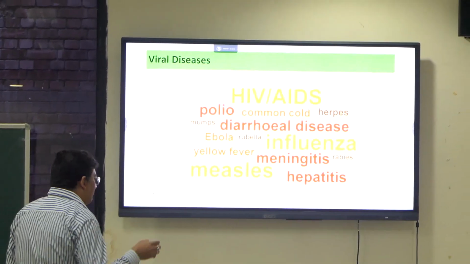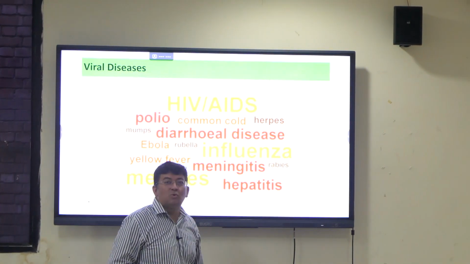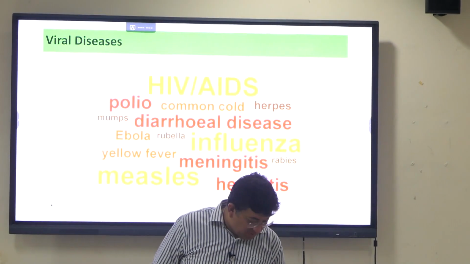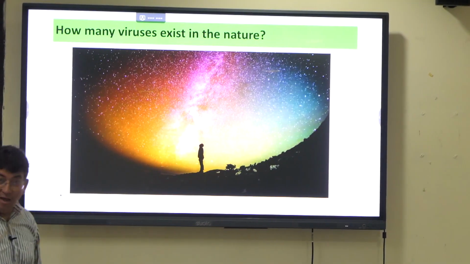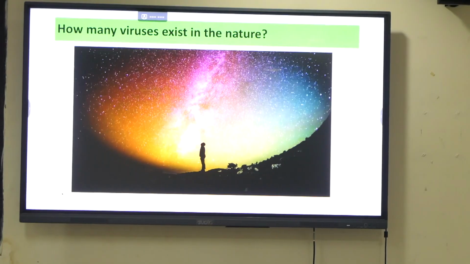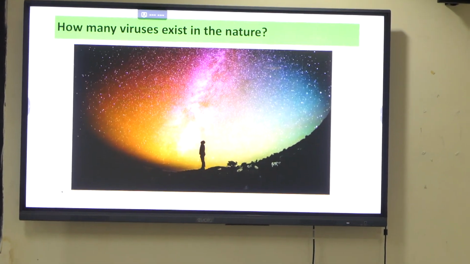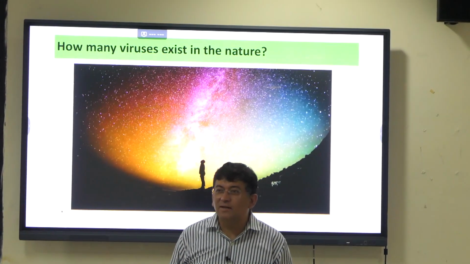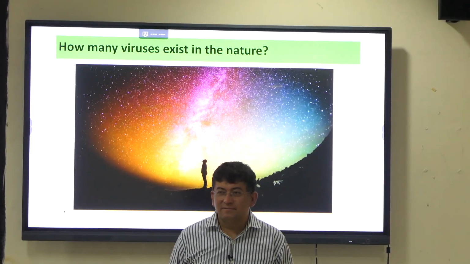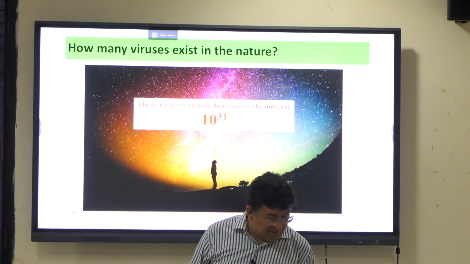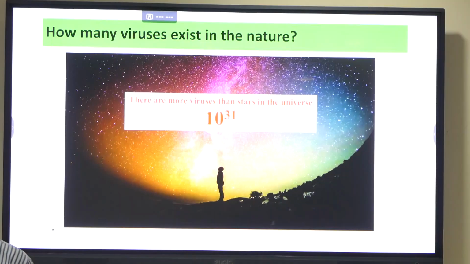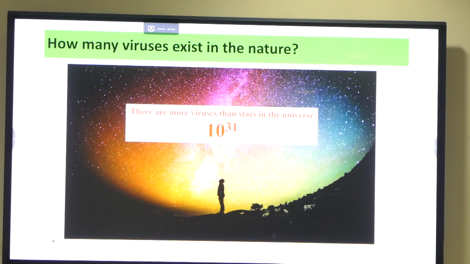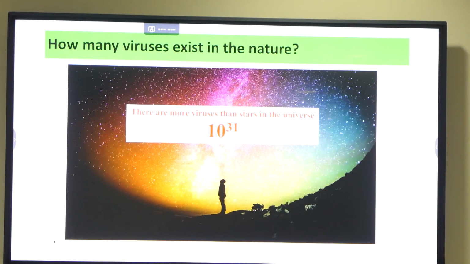But if there are, let's say, 5000 viruses that are able to cause infection, then we should know how many viruses are around. Ever thought about the number of viruses that are around? How many viruses exist in nature? If 5000 are causing infection, do you think there would be more than 5000 viruses? What is your guess? Approximately 10 to the power 31. This statement is interesting: there are more viruses than stars in the universe. 10 to the power 31.